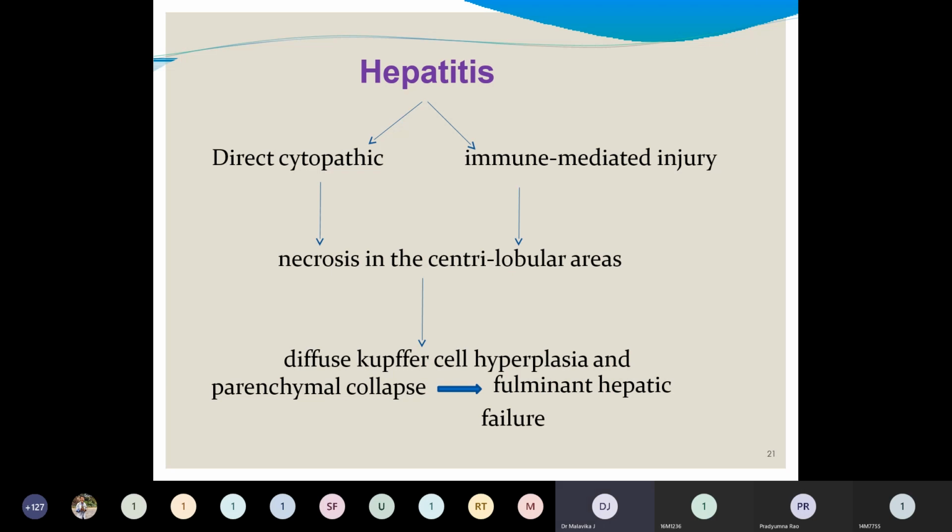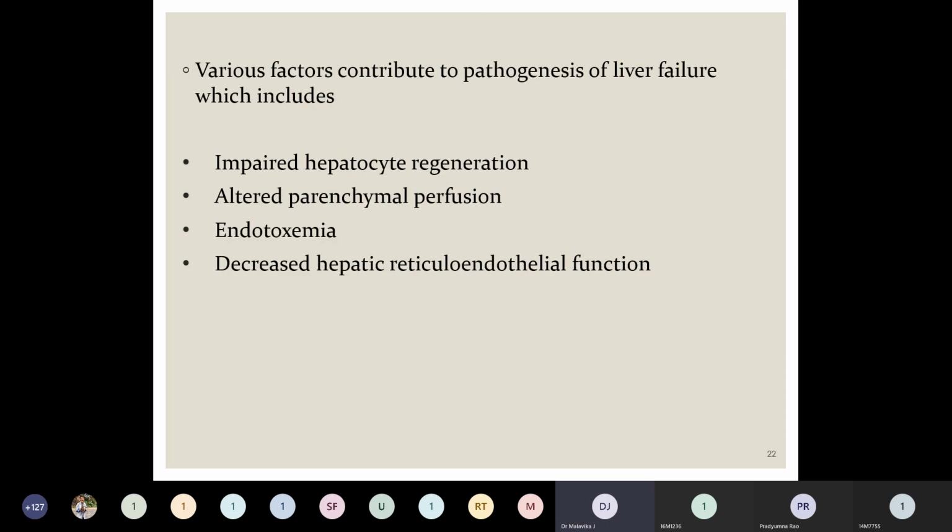Whenever there is an insult like hepatitis or other infections, this results in direct cytopathic injury or immune-mediated injury, resulting in necrosis in the centrilobular areas, which results in diffuse Kupffer cell hyperplasia and parenchymal collapse, resulting in fulminant hepatic failure. Various factors contribute to the pathogenesis of liver failure, which includes impaired hepatocyte regeneration, altered parenchymal perfusion, endotoxemia, and decreased hepatic reticuloendothelial function.